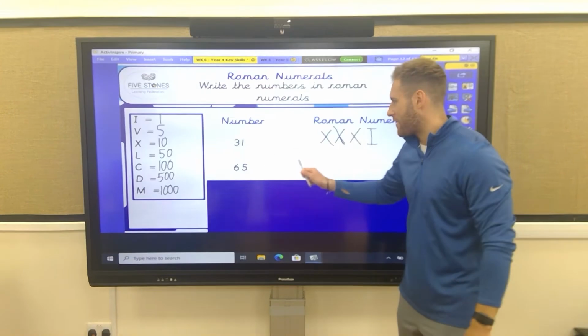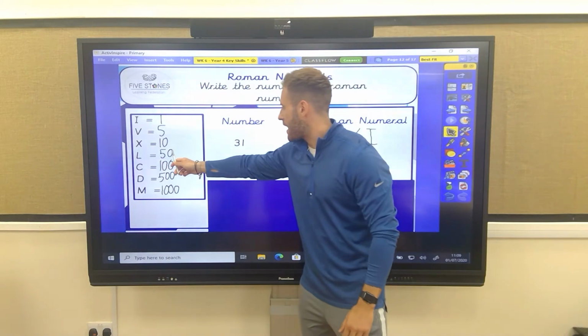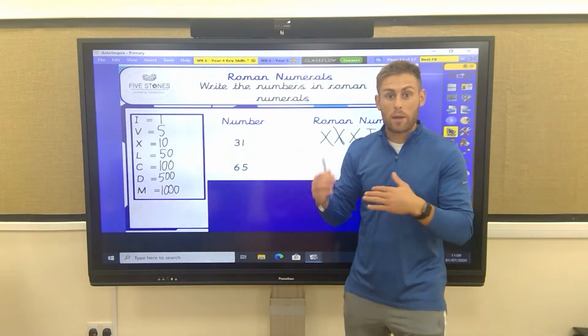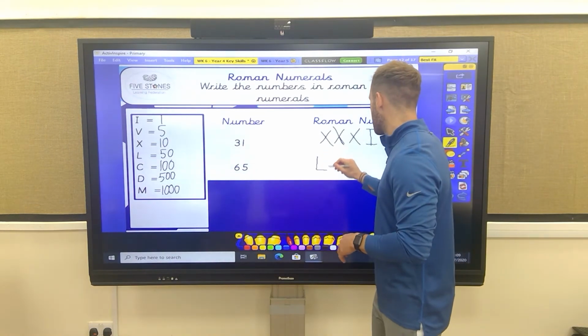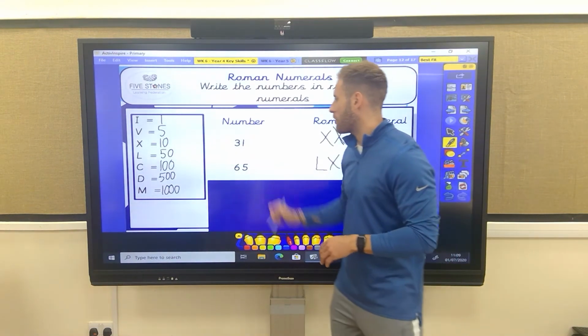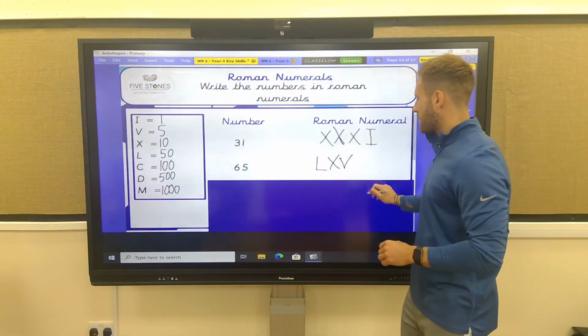Great, so we've got 65. Do we do 6 10s? No, we've got a 50 there and a 10. So 60 can be made up of 50 and 10. So we've got L for our 50 and X for our 10. Then we've got our 5, which has the representation of V. So we've got LXV.